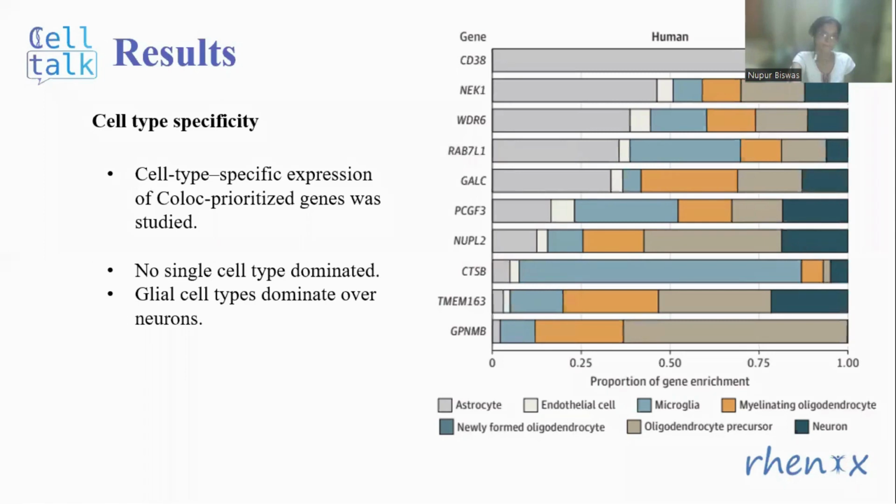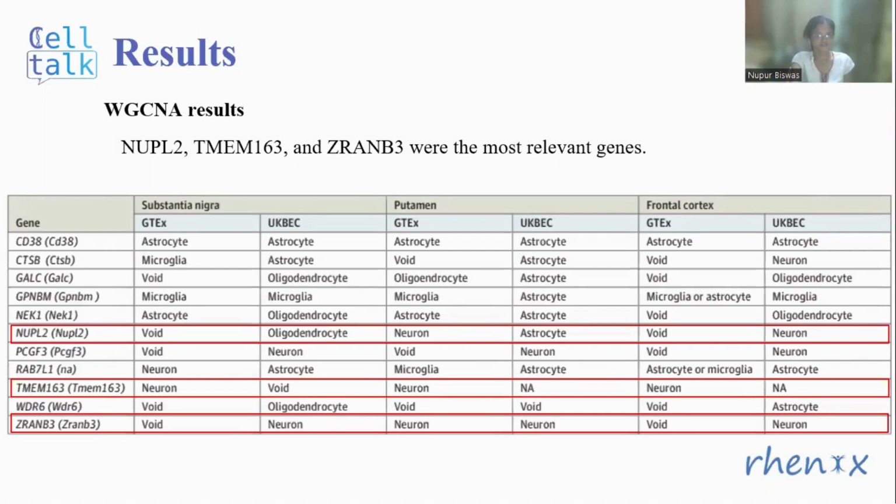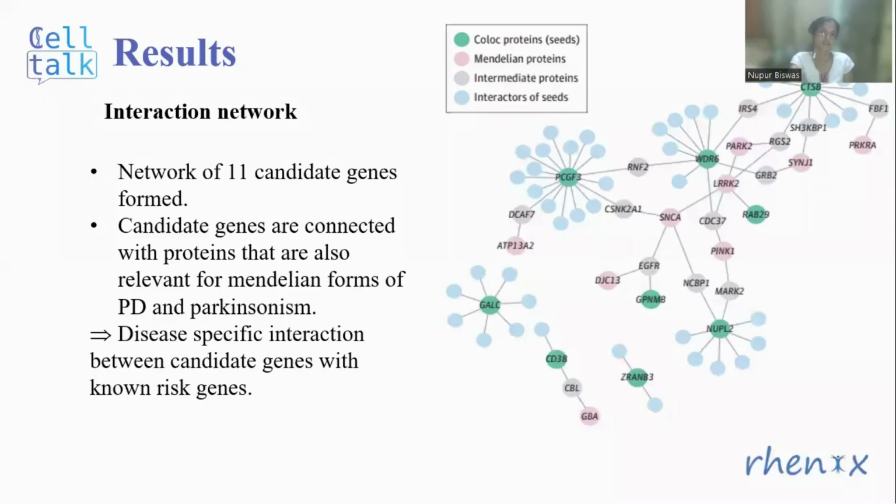And then the WGCNA result, that is weighted gene correlation network analysis, identified these 3 genes as most relevant. With these candidate genes, they went for network analysis, where they also involved the Mendelian genes associated with Parkinson's disease. This network combines those 2 types of genes along with their interactors. The green circles are the candidate gene proteins, and the Mendelian proteins are here. There is a strong network between the Mendelian proteins and the newly identified candidate genes, which indicates that a disease-specific interaction exists between candidate genes and the known risk genes.